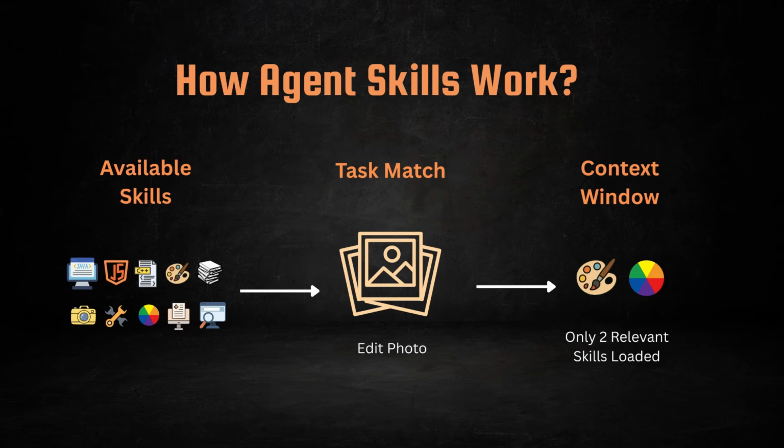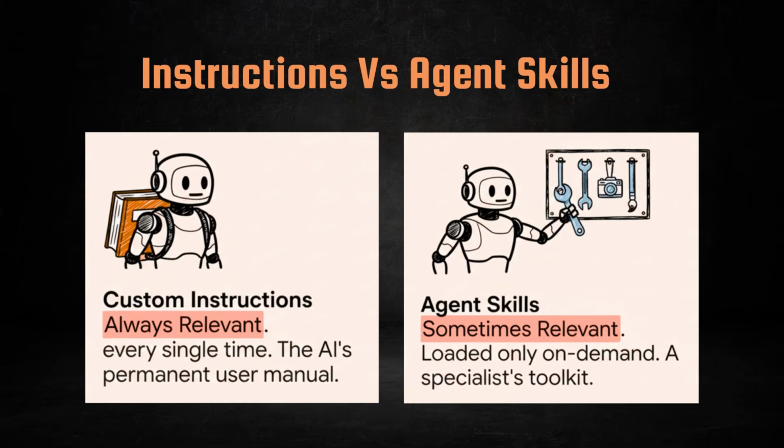This is very different from traditional custom instructions. Custom instructions are always loaded and permanently consume context, whether they're relevant or not. Agent skills, on the other hand, are modular. The agent selects what it needs when it needs it and stays lightweight the rest of the time.